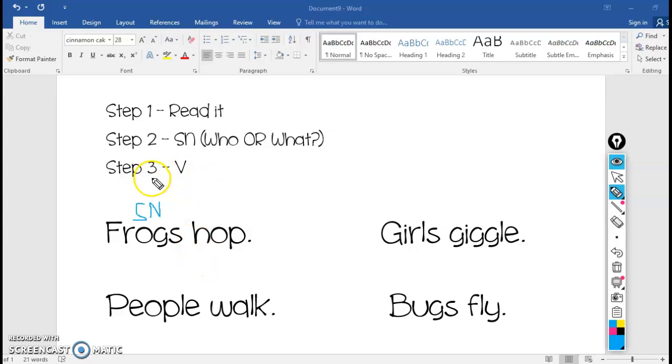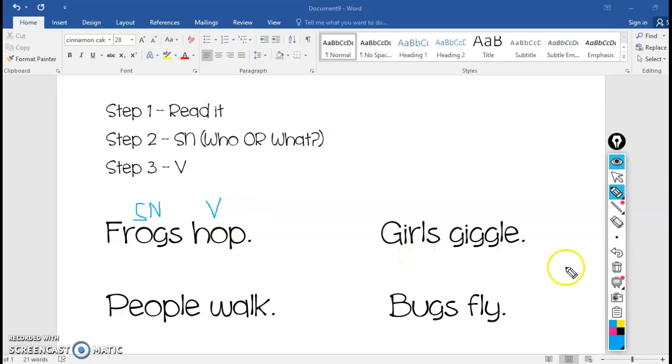Now I'm going to go to step three, and I'm going to try to find the verb. I'm going to ask myself a question and answer it. What is being said about frogs? Frogs hop. Verb. And I put a V above it for verb. So now if I put all three of those steps together, here's how it would go. Frogs hop. What hop? Frogs. Subject noun. What is being said about frogs? Frogs hop. Verb. Let's move on to the second one.